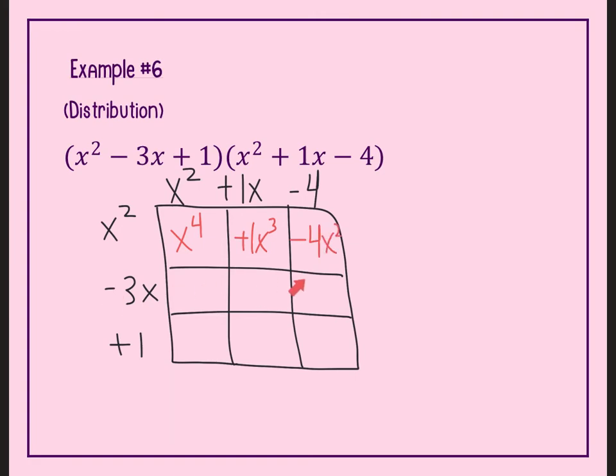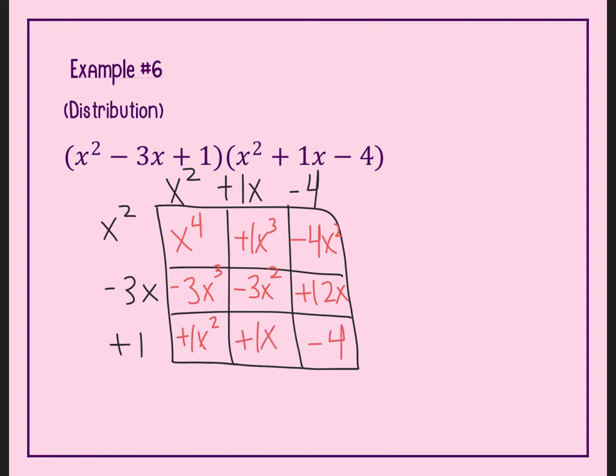Now we're going to look at this middle row. We're going to take negative 3 and multiply it by all 3 of those terms. So we have negative 3x cubed. Then we have negative 3x squared. And then we have positive 12x. Okay. Now the last row, we're going to take that 1 and multiply it by all 3 terms. So we get a 1x squared, we get a 1x, and we get a negative 4.